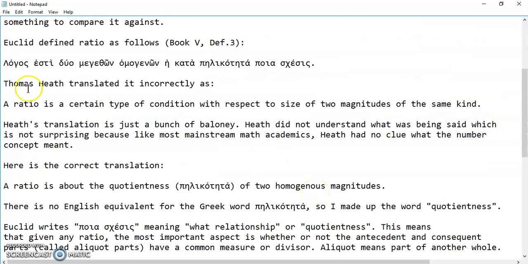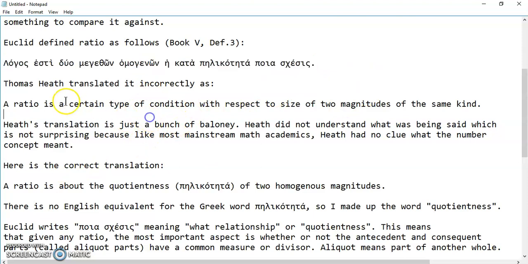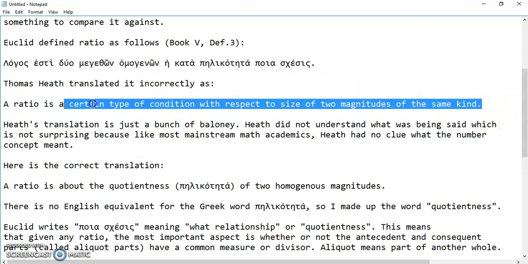So now Euclid defined ratio as follows. Here's the Greek part of it. He says, Logos esti dio megathon homogenon i kata pelikotita pias schesis. And Thomas Heath translated it incorrectly as: a ratio is a certain type of condition with respect to the size of two magnitudes of the same kind. That's absolute baloney. It's not true.